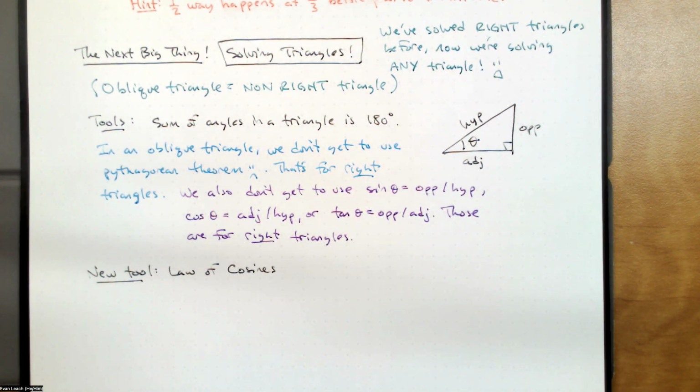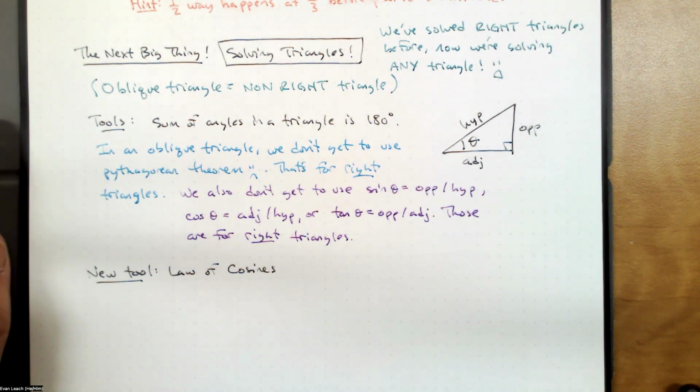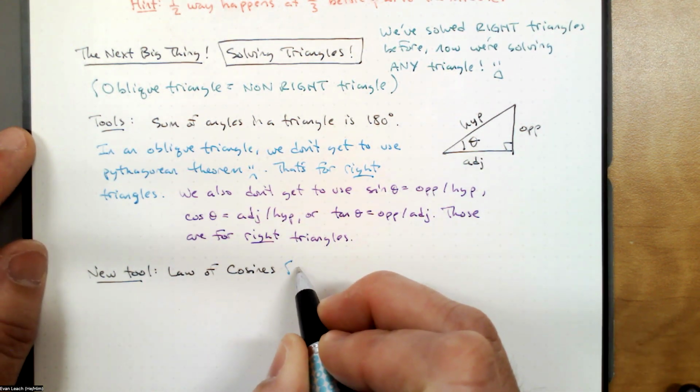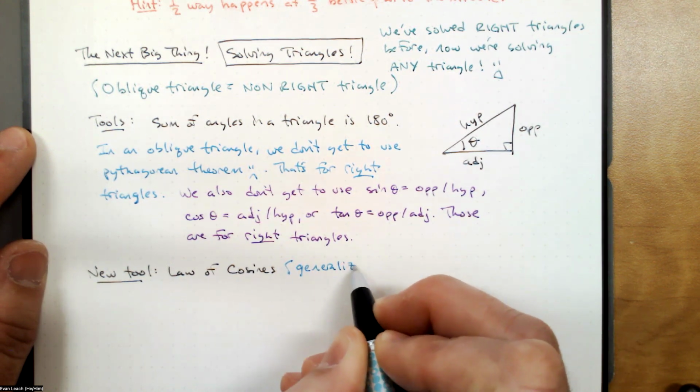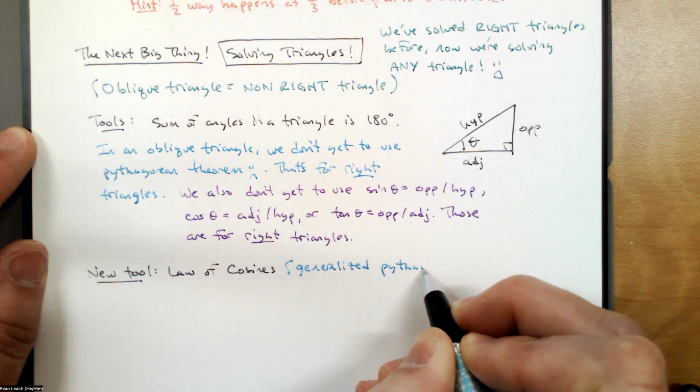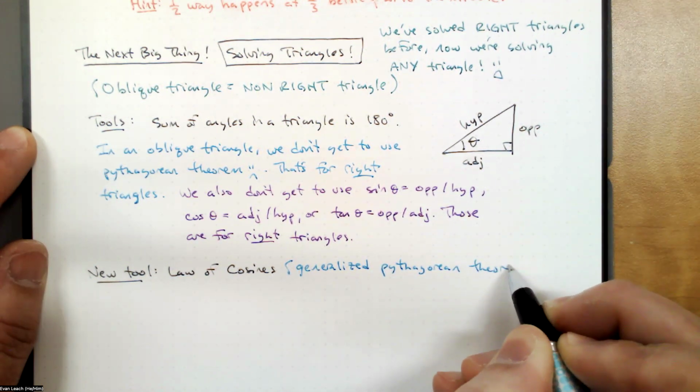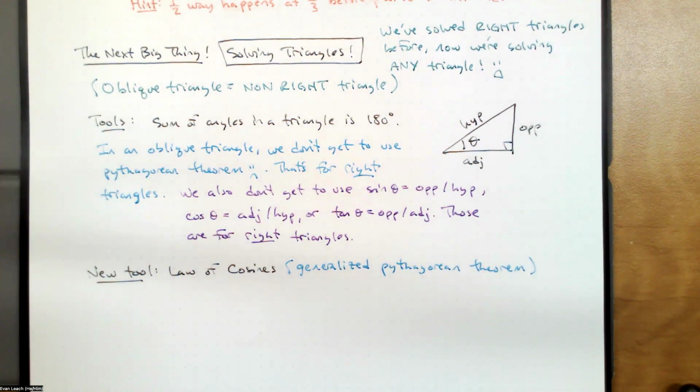So we have a new tool today. It's called the Law of Cosines. The Law of Cosines is the generalized Pythagorean theorem. The Pythagorean theorem when we ain't got a right angle. I want you to think about the law of cosines as being the generalized Pythagorean theorem. It's the Pythagorean theorem when we don't have a right angle.